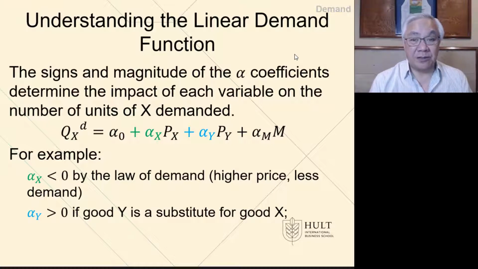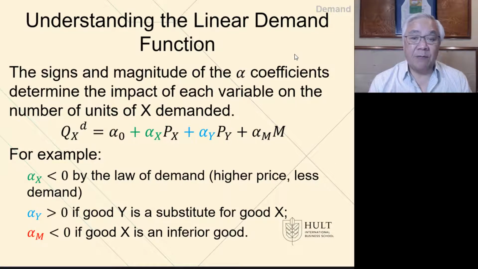Now, the next one is more interesting. This is the price of Y, the related good. If the price of Y goes up and it is a substitute, then alpha Y must be a positive number, because if the price of Y goes up, the quantity of Y goes down, and the quantity of X goes up, then it's a substitute, because people are substituting X in replacement for Y. So a positive number in the alpha Y coefficient means that X and Y are substitute goods.